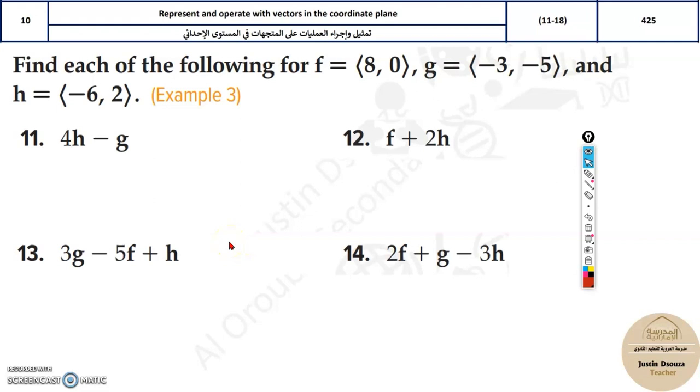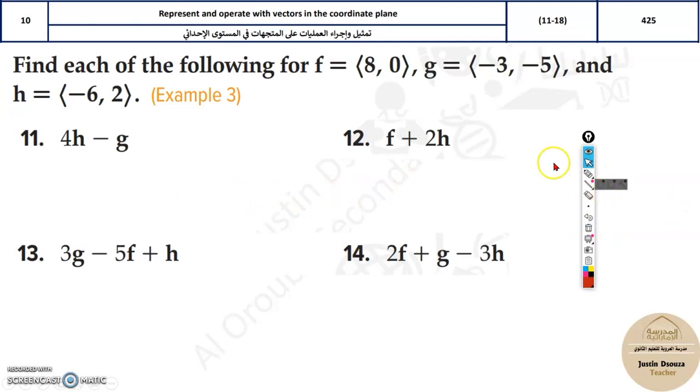The 10th topic is one of the easiest topics. Over here, they have given you vectors f, g, and h, and you need to solve them according to what they have asked you. So they have asked you 4h minus g. That means 4 times the vector h. You basically have to multiply 4 over here, and then to this vector subtract the g vector. So it's very, very straightforward.